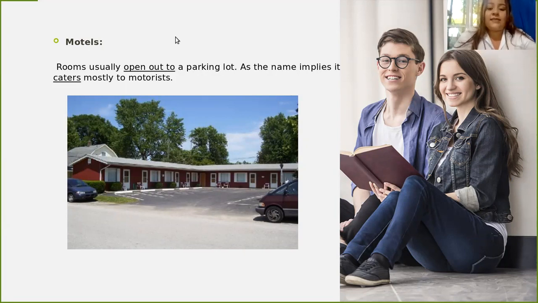But in this case, it's a type of accommodation for temporary sleeping for a person that is traveling, okay?